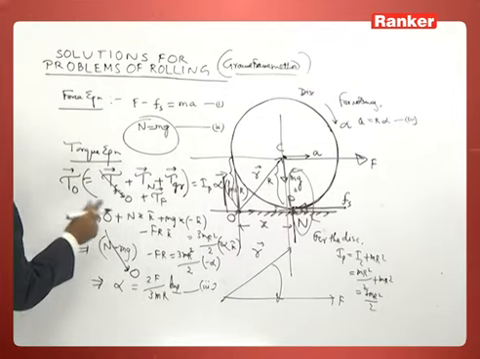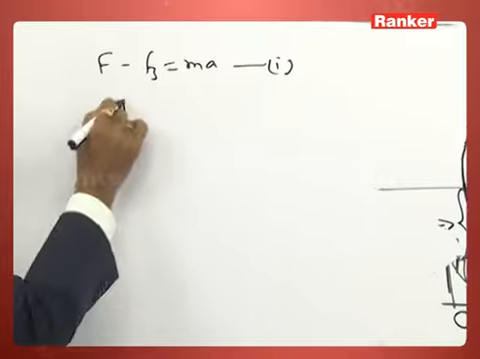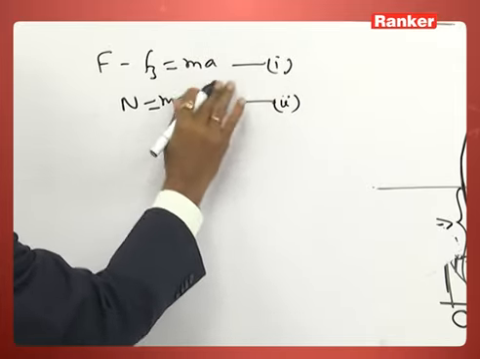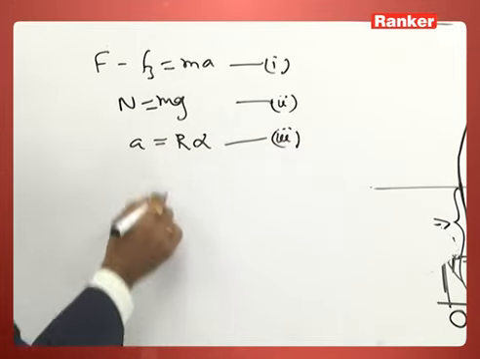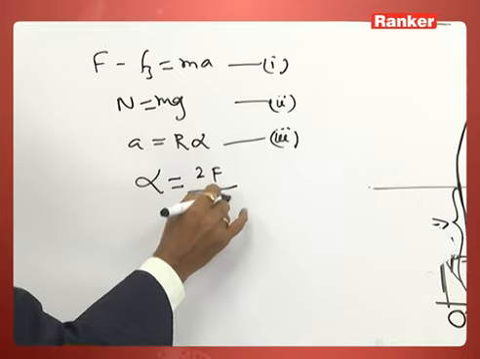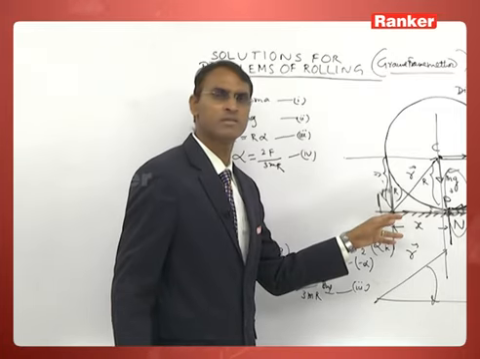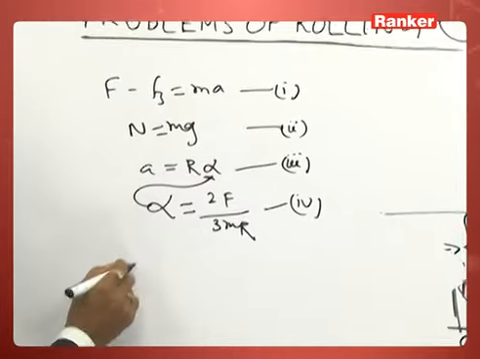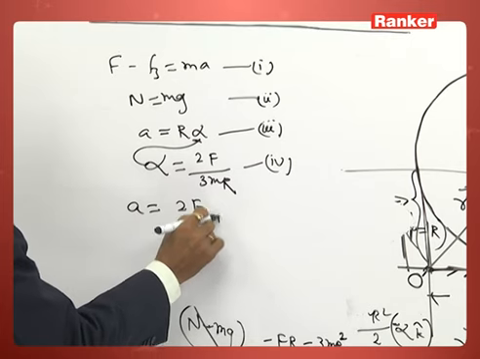So F minus Fs is equal to ma. N minus mg is equal to 0, or n is equal to mg. And a is equal to R alpha, and from the fourth equation alpha is equal to F by 3mr. So directly the torque equation about this point in this method gives us the angular acceleration. Substitute alpha here to get a is equal to 2F by 3m. The positive sign signifies that our assumed direction is correct.